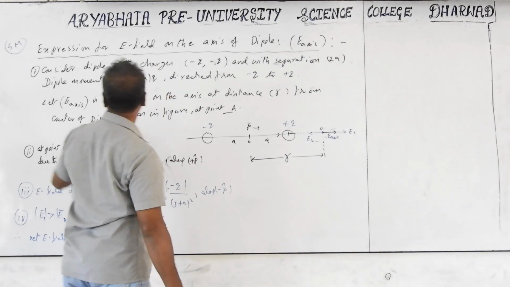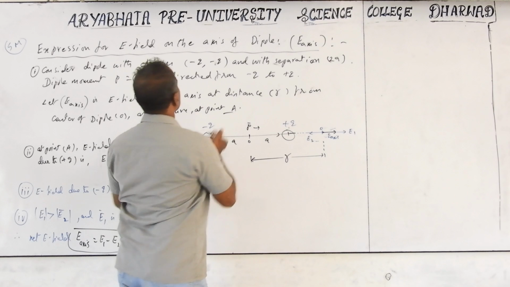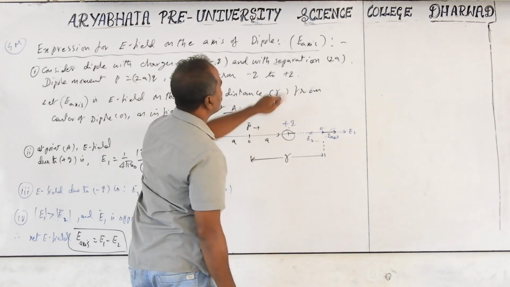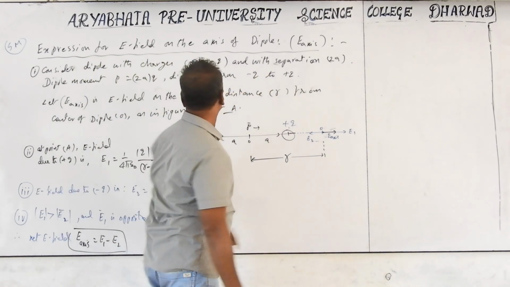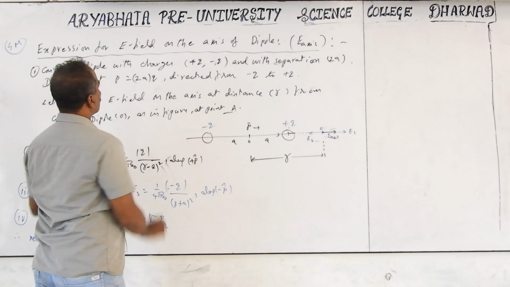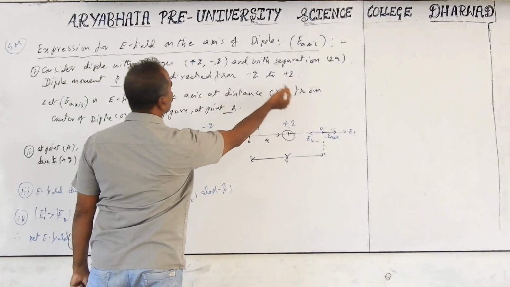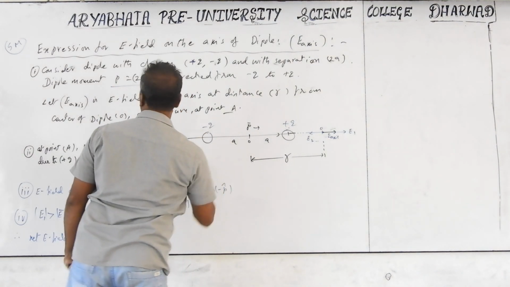Dipole moment, which we consider for a dipole with charges plus q and minus q and the separation 2a. This 2a is also called the length of the dipole. And dipole moment P is equal to 2aq directed from minus q to plus q. Dipole moment P is from minus to plus.